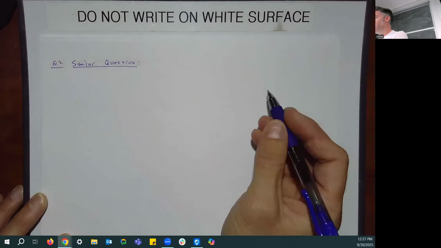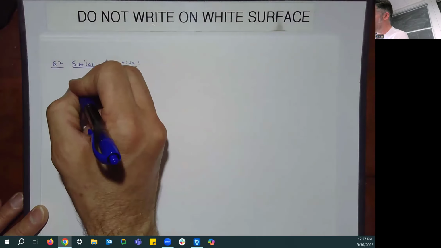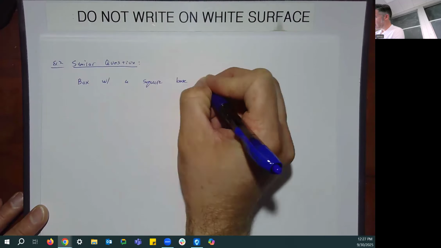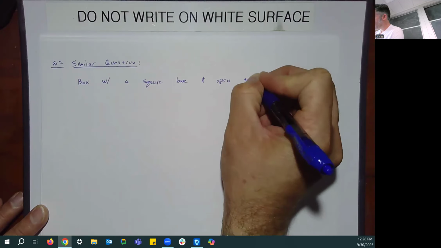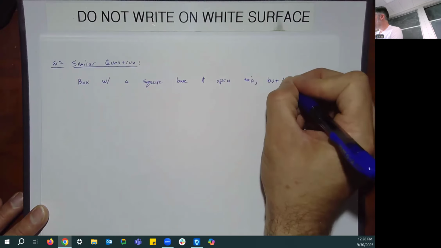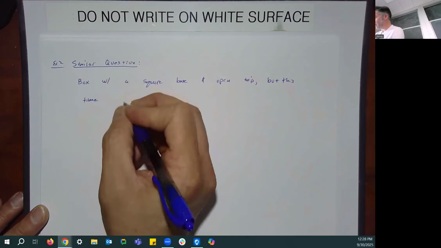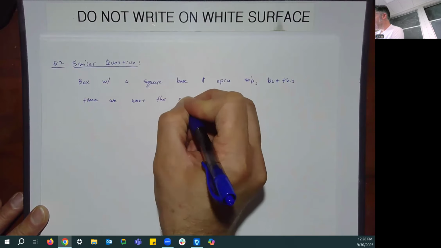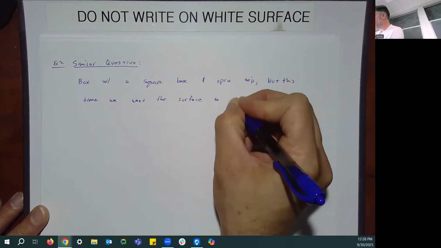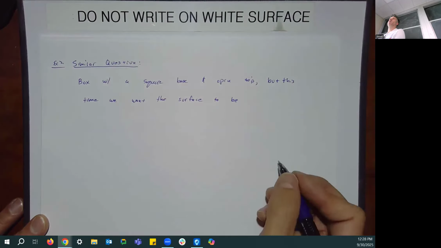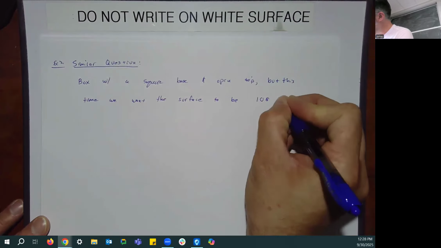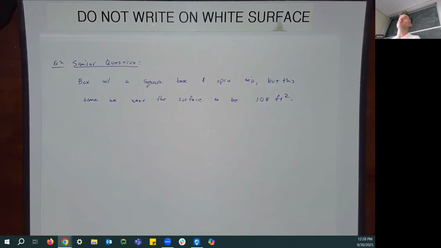Okay, so similar question. Now we want to have still a box with a square base and open top. But this time we have a set value for the surface area. We want the surface area to be, what do I want the surface area to be here? 36 plus 108 square feet. Hopefully that'll come out nice. But if it doesn't, sometimes the numbers don't come out nice, and that's also something we get to deal with.